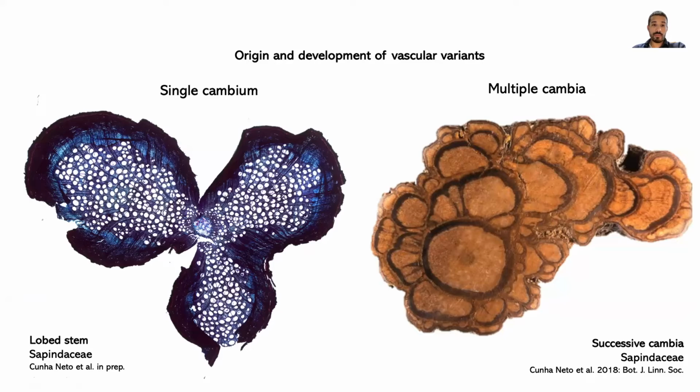In terms of origin and development, vascular variants are achieved through the activity of either a single cambium or by multiple cambia. So on the left, you have a lobed stem of a Sapindaceae that was produced due to the differential activity of a single cambium. And in that case, the cambium produced more vascular tissues where we see now the 3 lobes, and less vascular tissue was produced where we see the furrows. On the right, we have another Sapindaceae liana that is showing a stem with successive cambia, which is the presentation of multiple increments of wood and bark in a successive fashion.